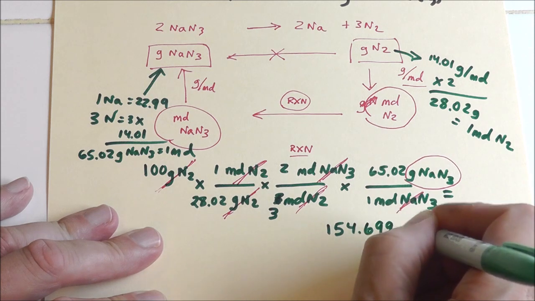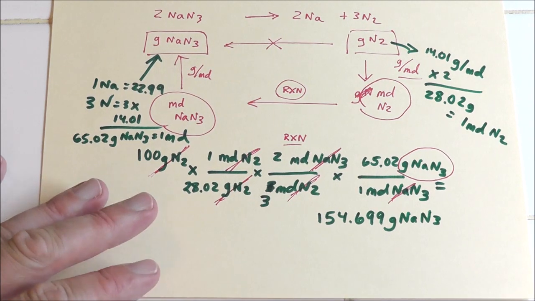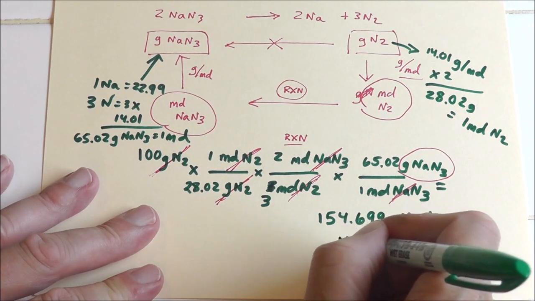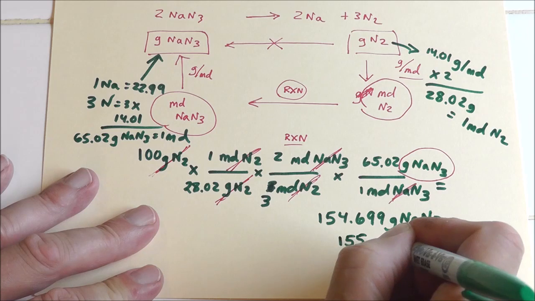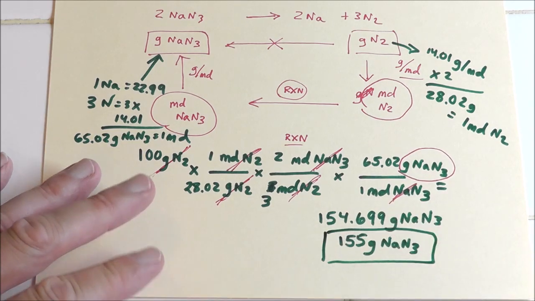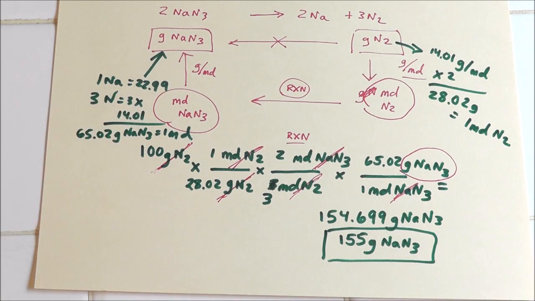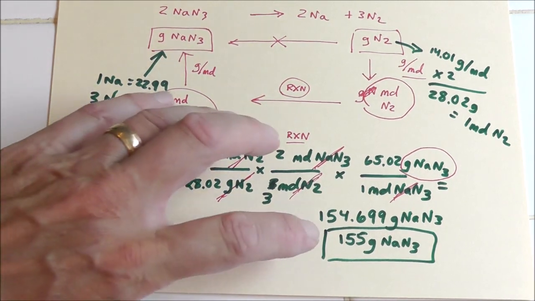154.699 grams of NaN3. Oops. Let's be consistent. They gave us a number in 3 digits: 155 grams. Now think about this, folks. If somebody miscalculated this, you're going to under or over inflate an air bag, nitrogen bag, and that'd be bad news bears. Does this number make sense?